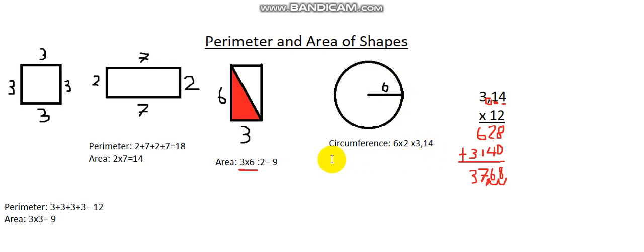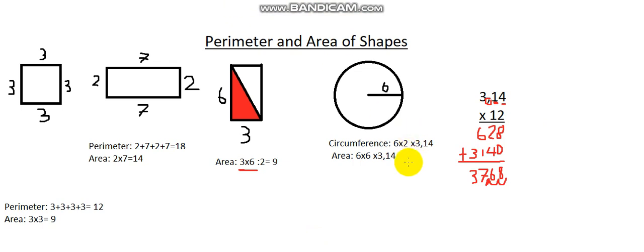To find the area, it's a very similar process. Only now we're going to multiply the radius, instead of multiplying it by 2, by itself. So 6 times itself, 6. And whatever we find here, I'm going to multiply by 3.14. Okay, so let's do that.